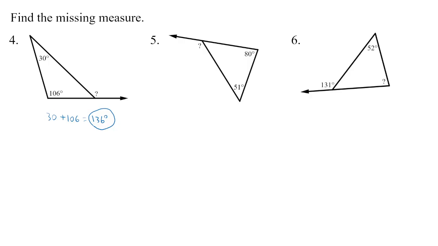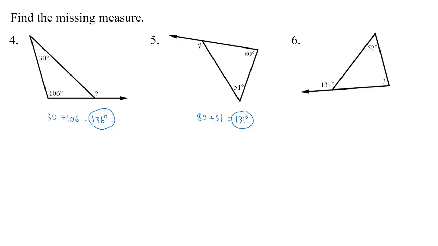And the same thing with number 5. You're going to add up 80 and 51, and you get 131 degrees. So the measure of the exterior angle is 131.